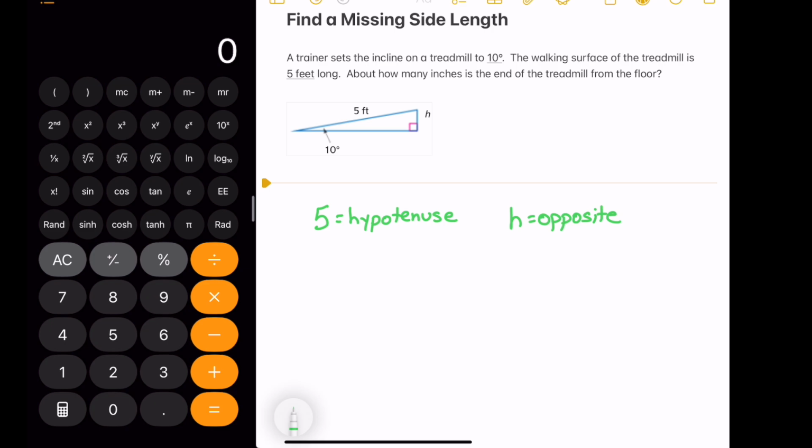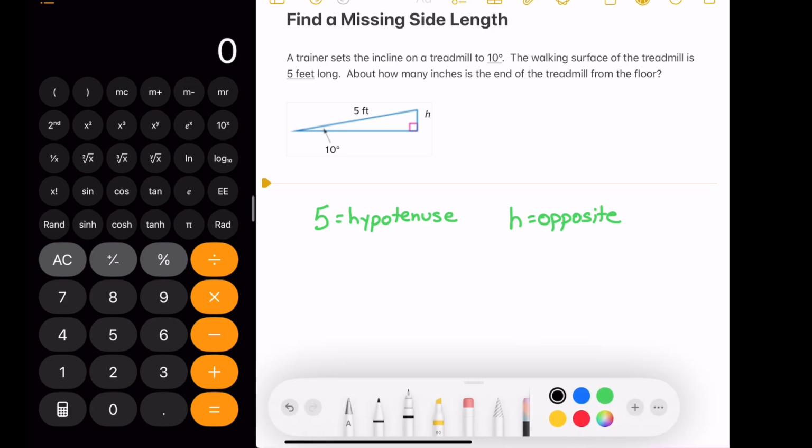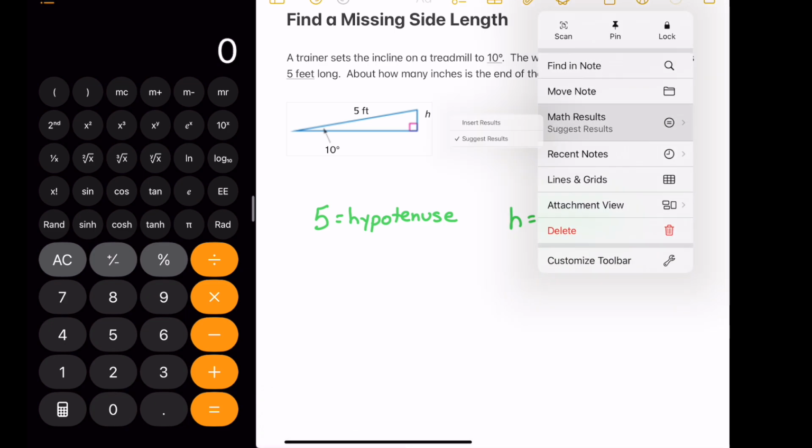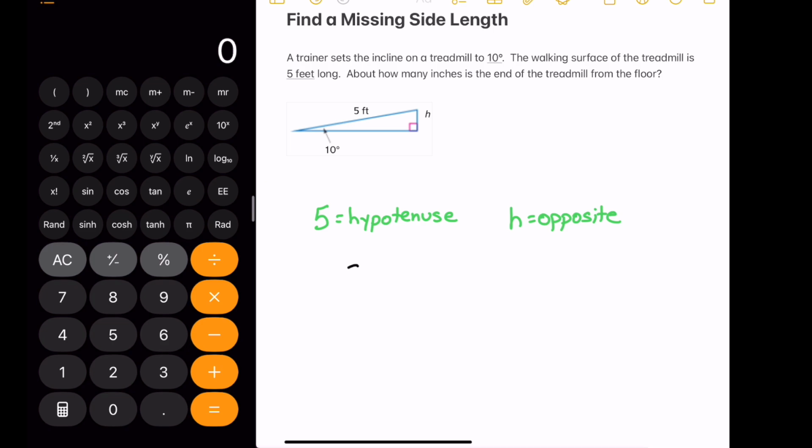So we have opposite and hypotenuse that we're going to need for this problem, and the trig function we have that uses opposite and hypotenuse is sine. So the sine of our angle, sine of 10 degrees, is opposite over hypotenuse. So h over 5.